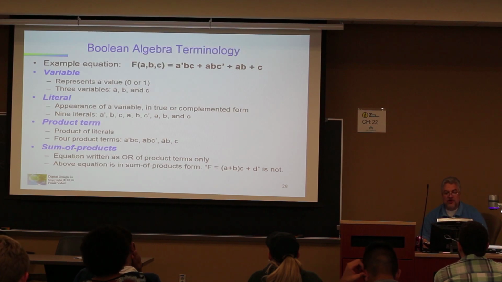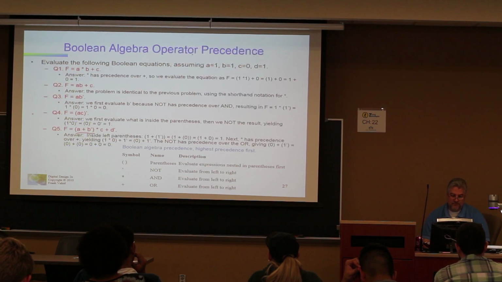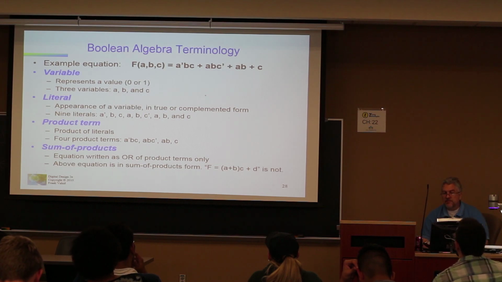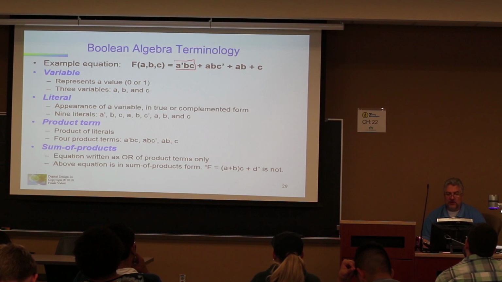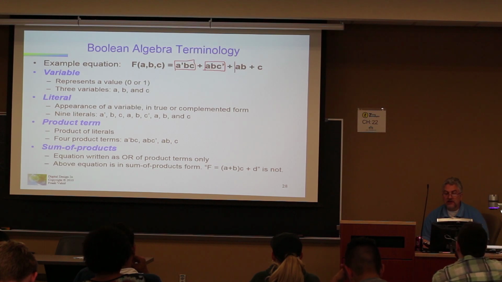Now, this is where we get a little bit different. We also have what's called the sum of products. The sum of products means that we're going to evaluate all of this together, then OR it with this together, then OR it with this together, then OR it with this. So that's a little bit different precedence than what we saw earlier.